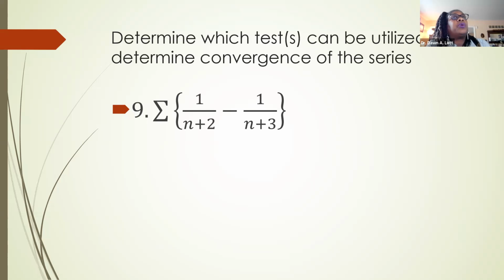This one also has more tests than you think, but I would expect that you would use one main test to do it. What would be the one main test? This is expanded into partial fractions. So what would be the one main test? Telescoping series.